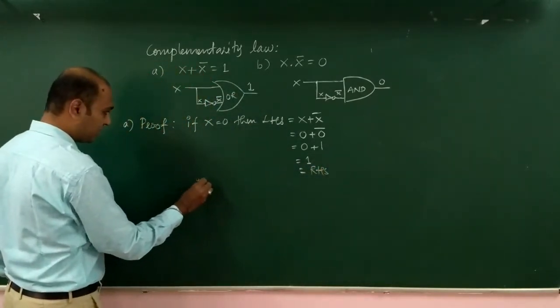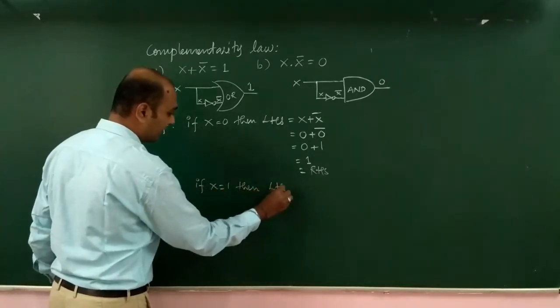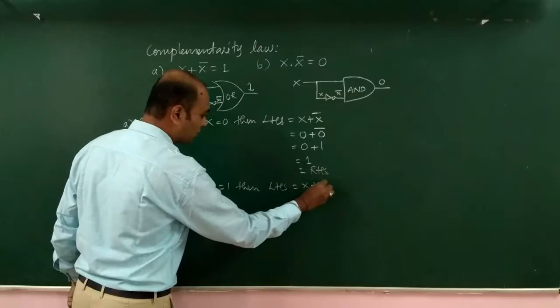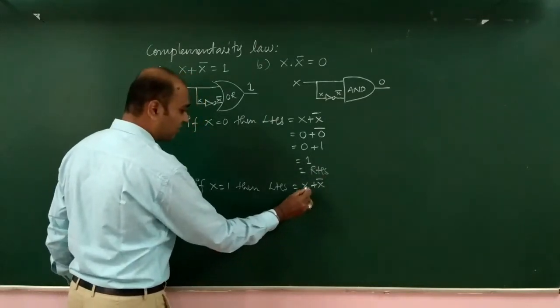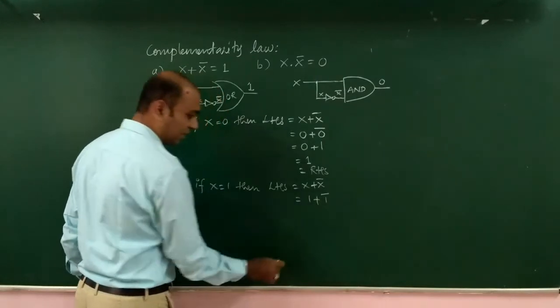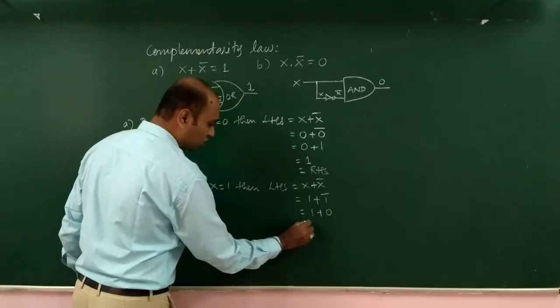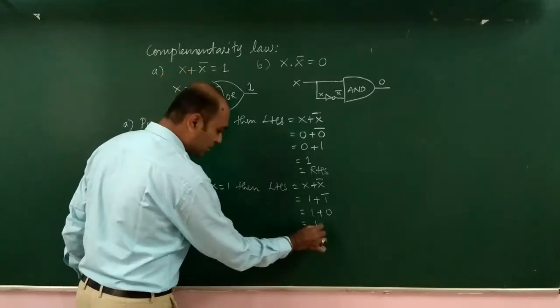Now let us write if x is equal to 1, then LHS is equal to x or x bar, and here we will substitute the value of x as 1 or 1 bar. Here we will write 1 or 1 bar is what? 0. So 1 or 0 gives me 1 again.